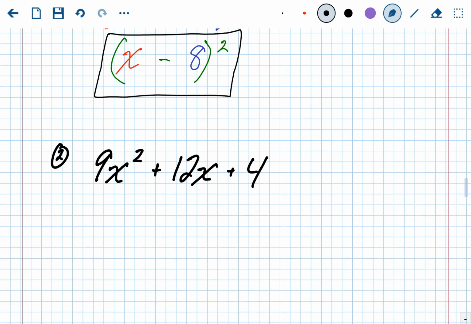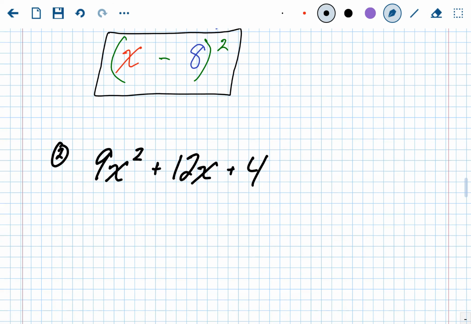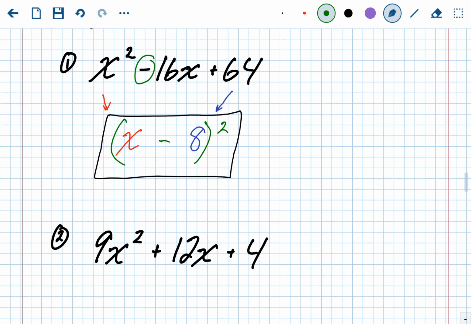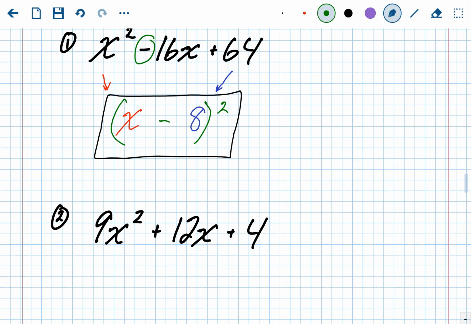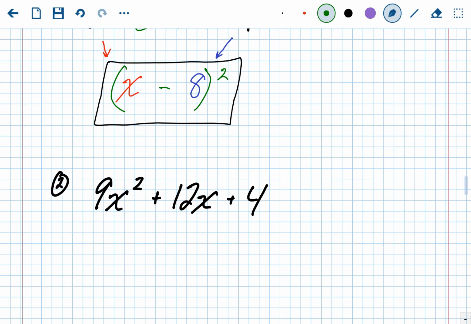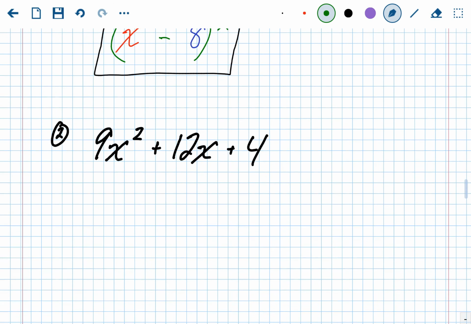Let's look at the next one: 9x squared plus 12x plus 4. Both of these you could factor using our other techniques, but again, recognizing the pattern helps. On the first one, if we were just using product sum, we'd think, what multiplies to 64 and adds to negative 16? It'd be negative 8 and negative 8. That one's a little easier with product sum. If you can't recognize the pattern, you can always just factor it normally. This one, you can't do product sum. You'd have to use guess and check or one of the other methods.